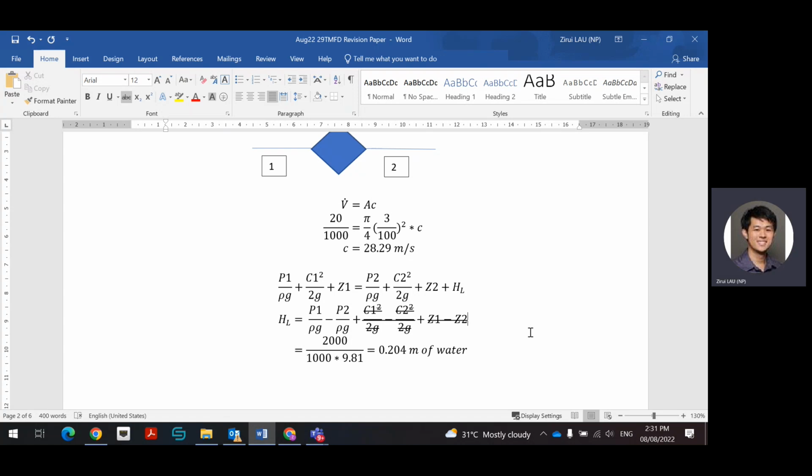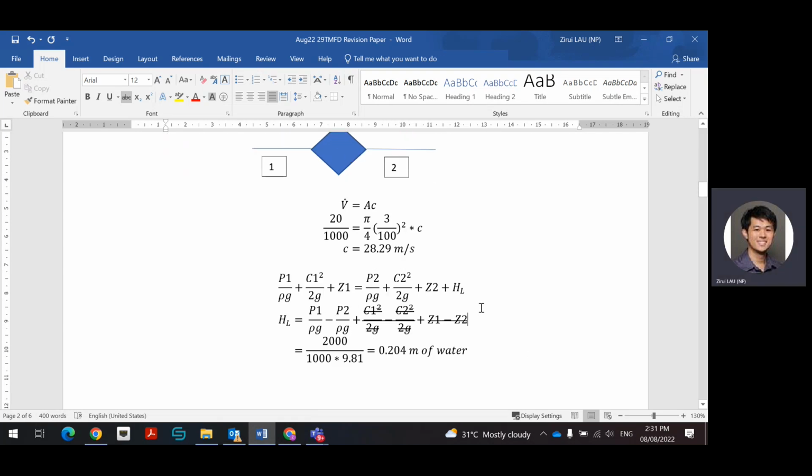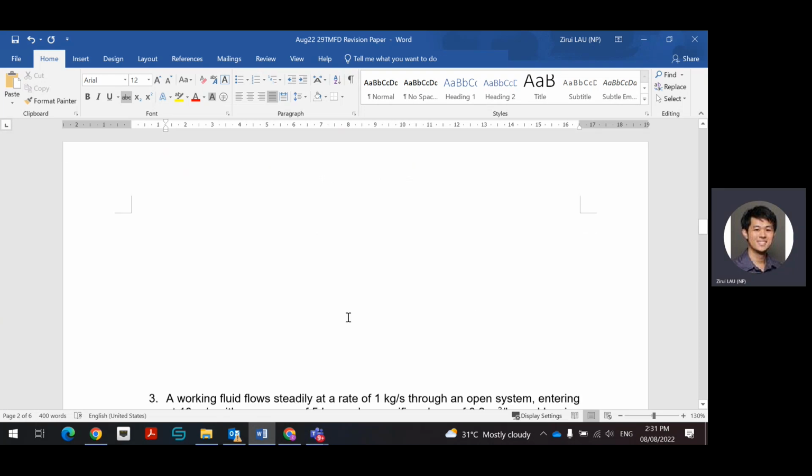Any question? I think this question is quite simple. The rest of the information is not so useful because eventually the velocity head and the static head all cancel off. Okay? If not, we'll move on to the next question.